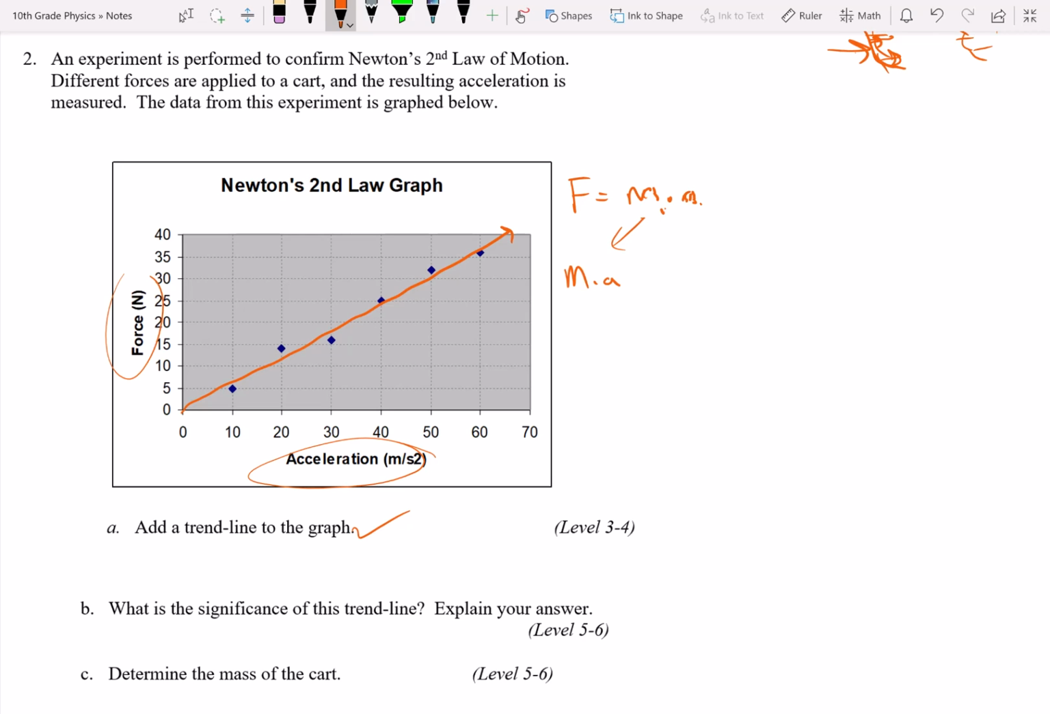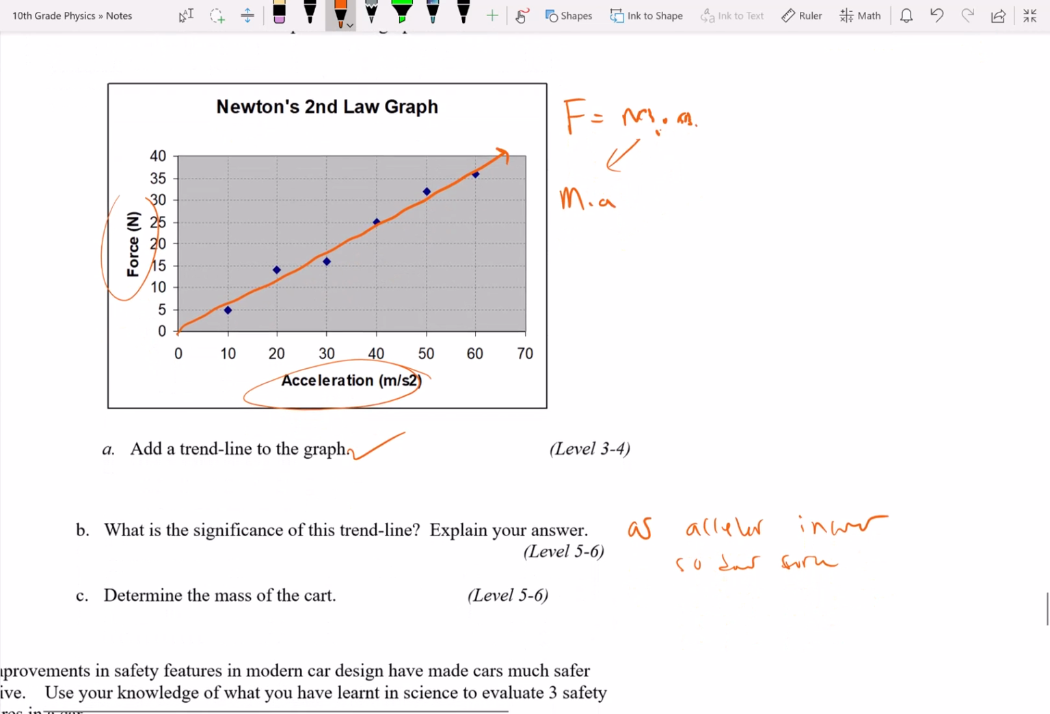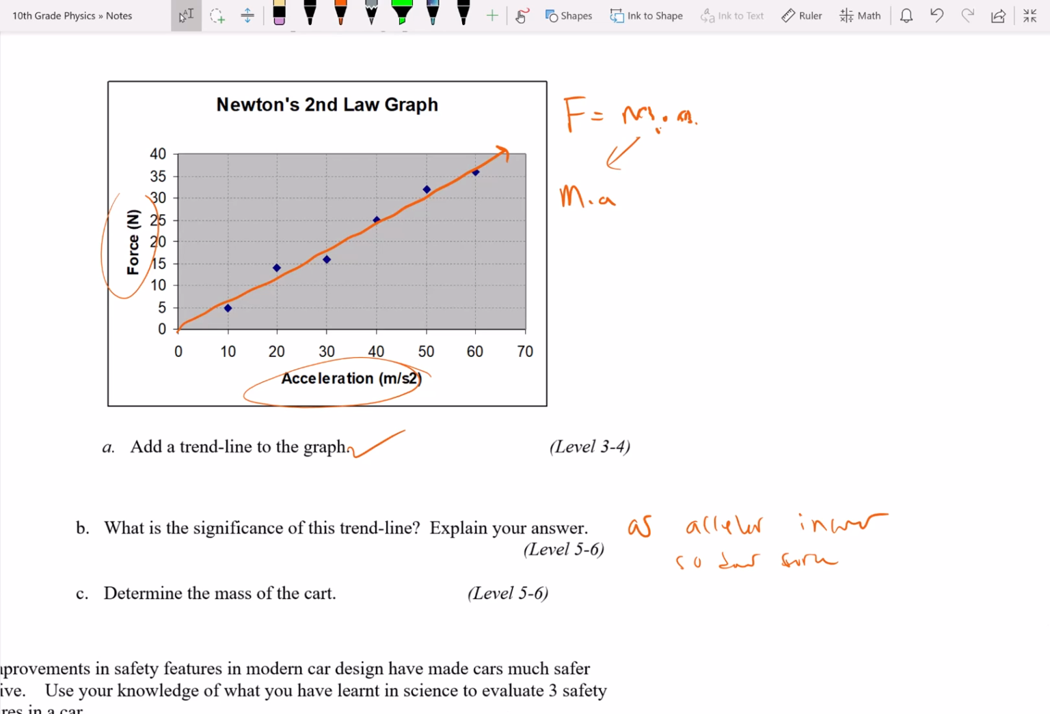And then also the trend line says that as acceleration increases, so does force, right? As we increase acceleration, force also increases. And then C is asking, determine the mass of the cart.